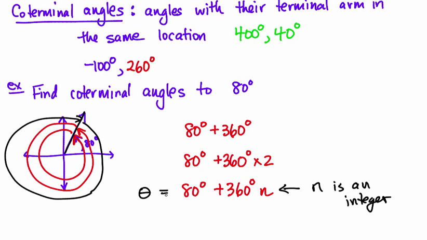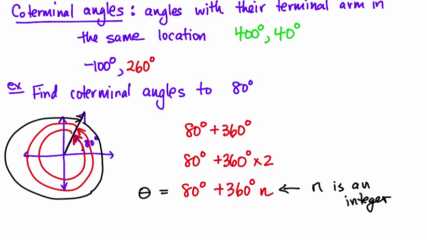So then I can say, here's the answer to all the coterminal angles to 80 degrees. There aren't any others. 80 degrees plus or minus, and the minus is taken care of by the integer, 360 degrees each time, n number of times.